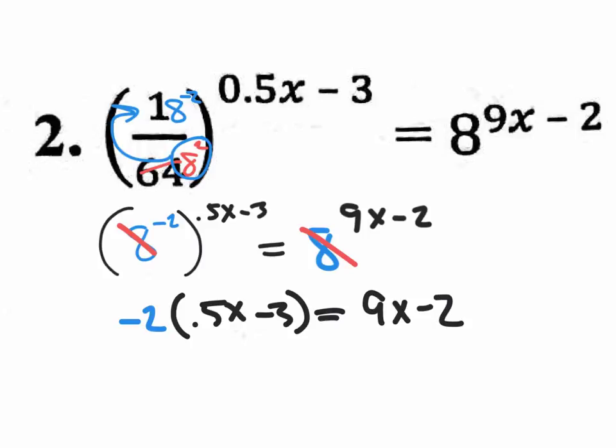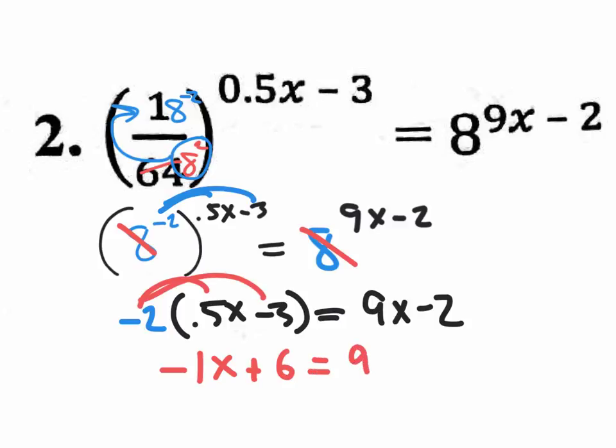Okay, so I'm showing my work here. I know some of us would already distribute here and just write down the answer. I'm showing my work. So let me distribute negative 2 times 0.5. That's going to be negative 1 with an x. Negative 2 times negative 3 is positive 6. Equals, bring down the 9x minus 2.